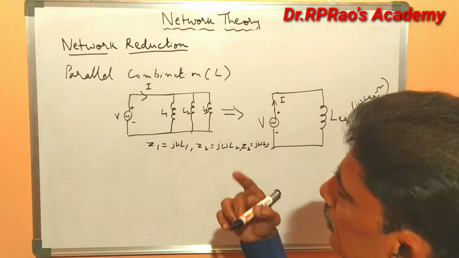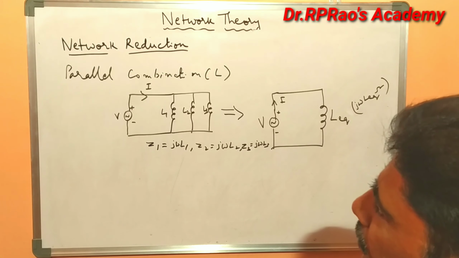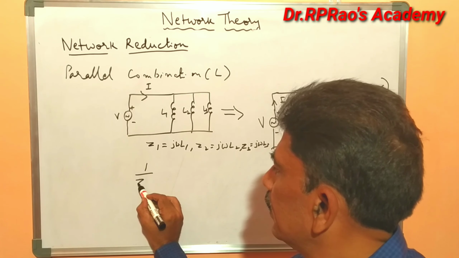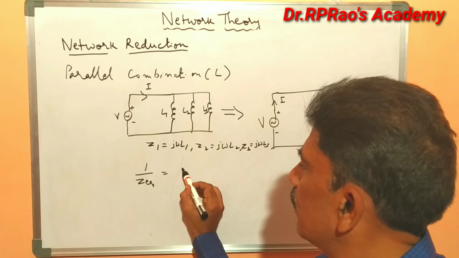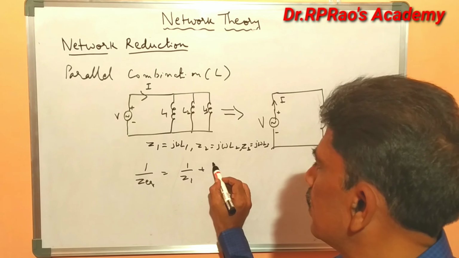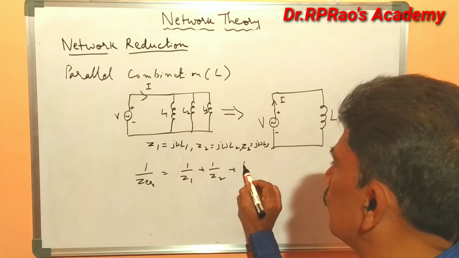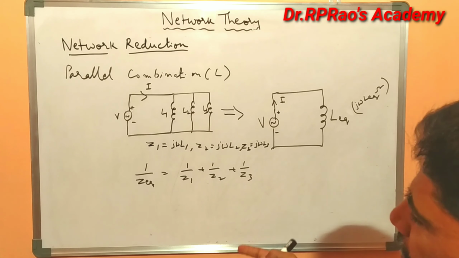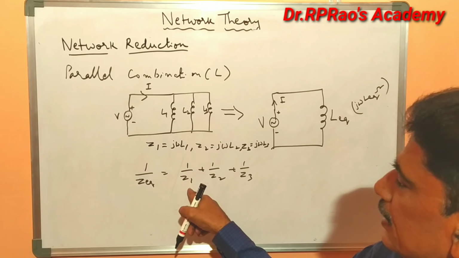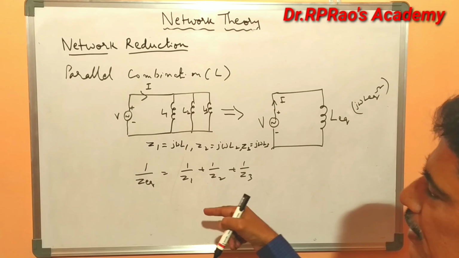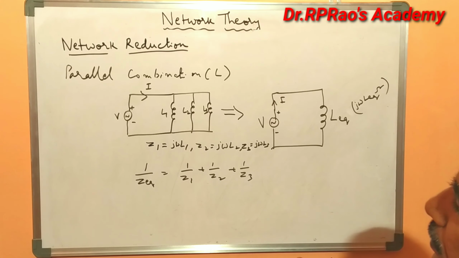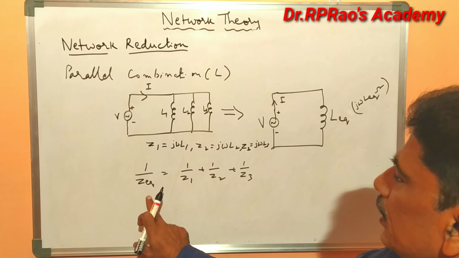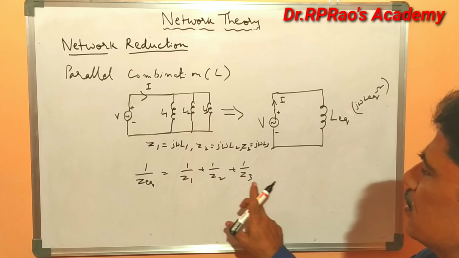We can directly use the parallel combination of resistors formula here. So what is that? 1 by Z equivalent is equal to 1 by Z1 plus 1 by Z2 plus 1 by Z3. In case of DC circuits, we call it resistance. In case of AC circuits, we call that resistance as impedance. That is also called inductive reactance. If you use capacitance, capacitive reactance.